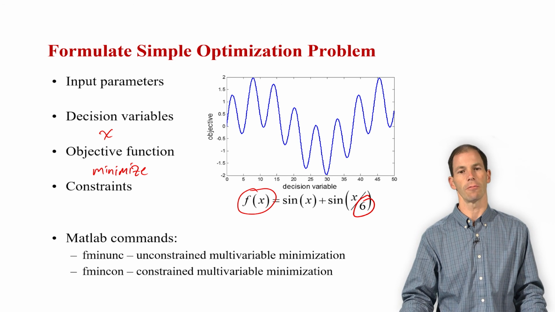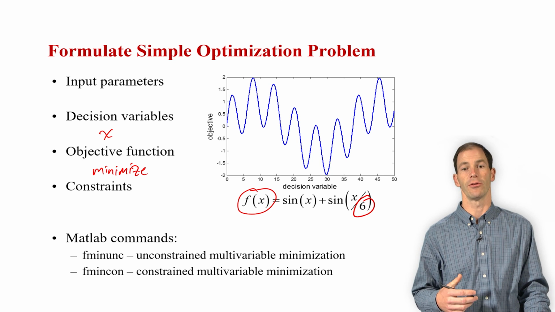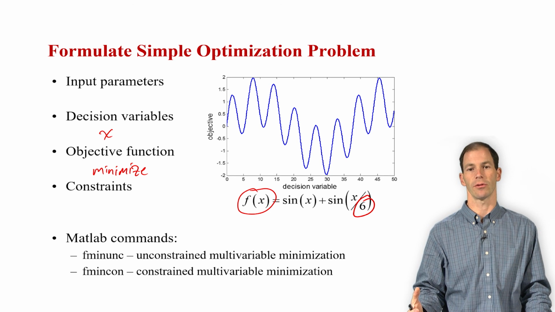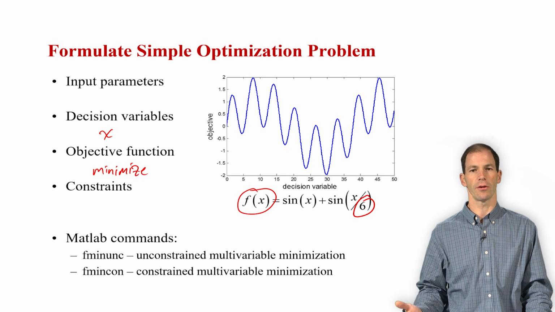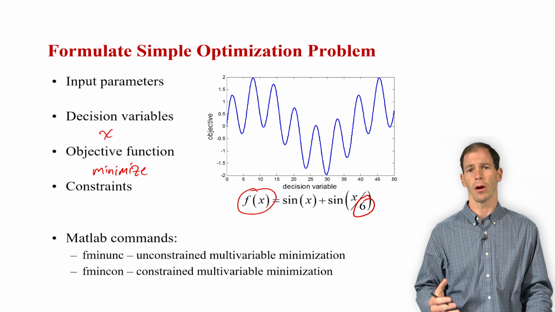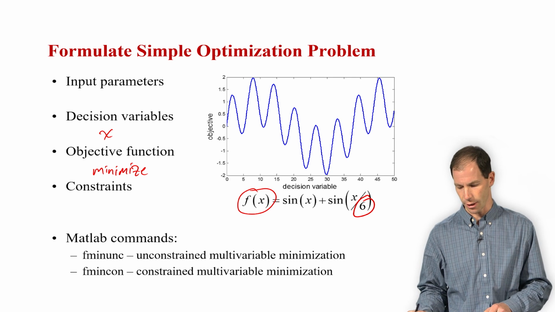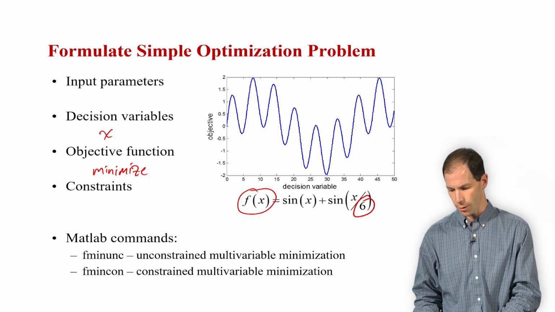Or fmincon, which is then able to add constraints to the problem, so you're not only minimizing something, but you're also including constraints. There's quite a few others, including some built-in genetic algorithms, but these are the two that I just wanted to quickly highlight. So with that, let me jump over to MATLAB.